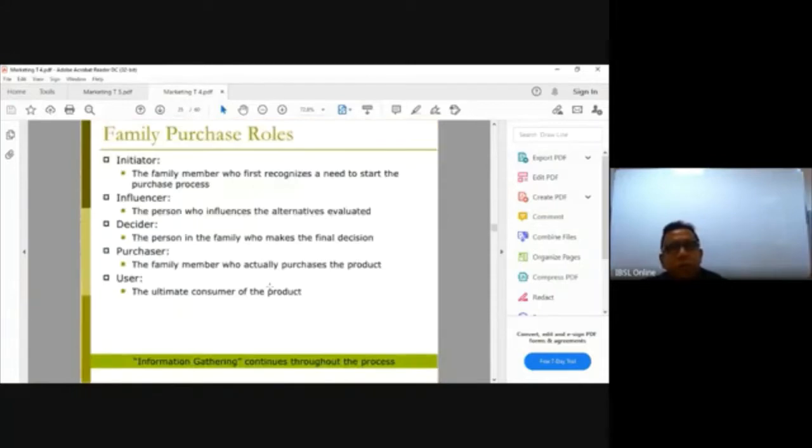Then we discussed the family roles. In a family unit, there are initiators, influencers, deciders, purchasers, and users. I said in a situation where a television set is bought, younger children may be the influencers and initiators, the decider may be the father or mother, the purchaser may be the father, and the user may be the whole family.